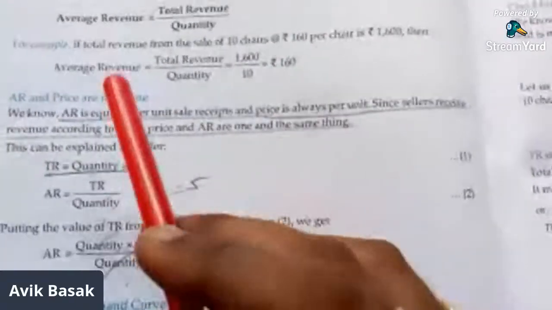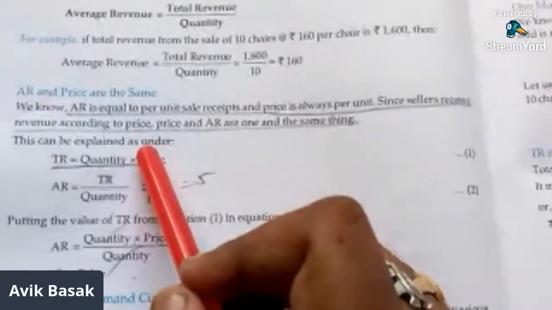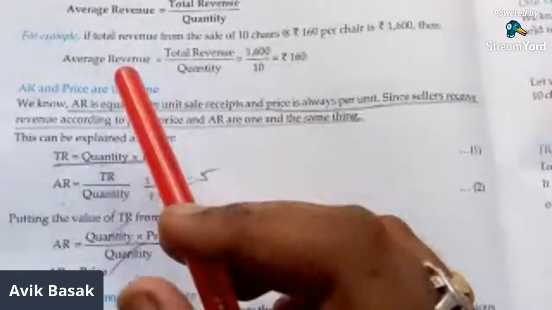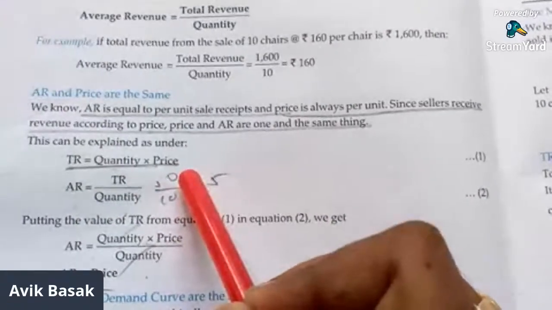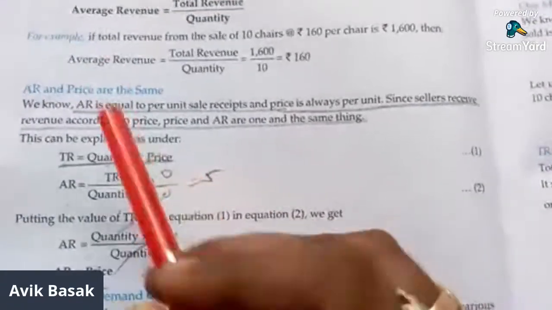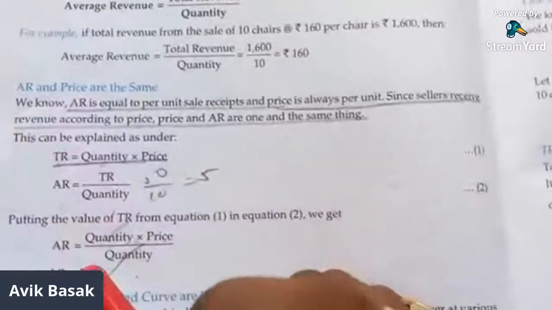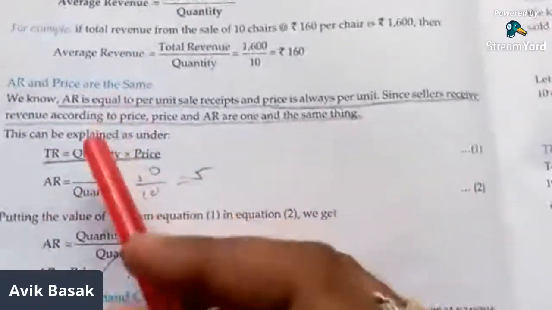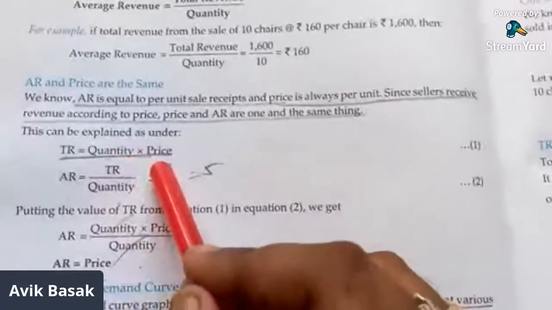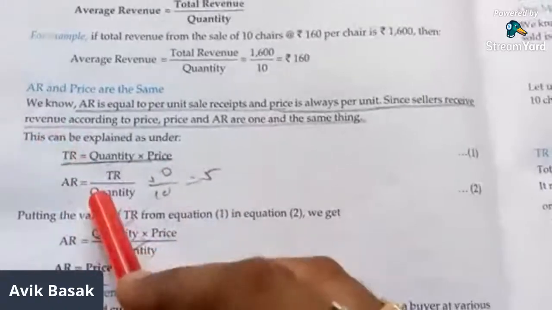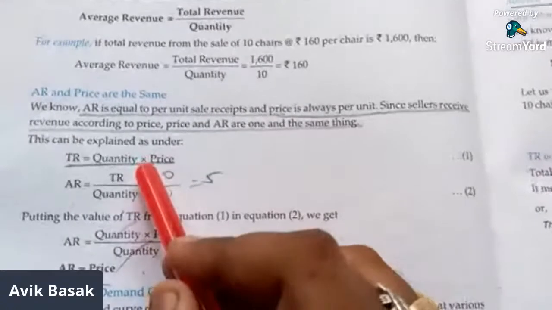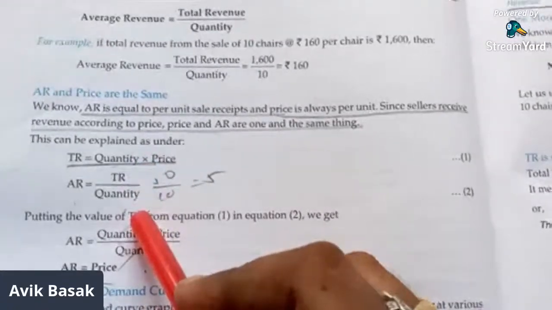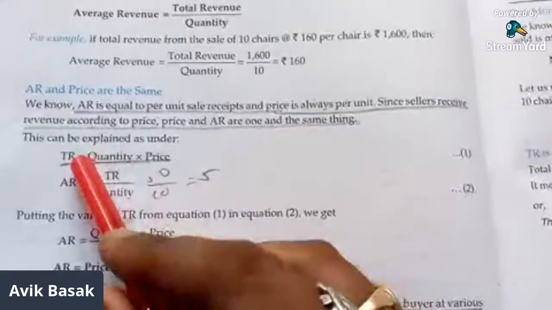Okay, now we need to prove something. What is the proving matter? The proving matter is that TR is equal to quantity into price. Okay, we will see whether price and average revenue are the same or different. Let us see. We know, students, TR equals Q into P, isn't it? Yes, from the formula. And average revenue is equal to total revenue divided by quantity. Just put the formula of total revenue here.